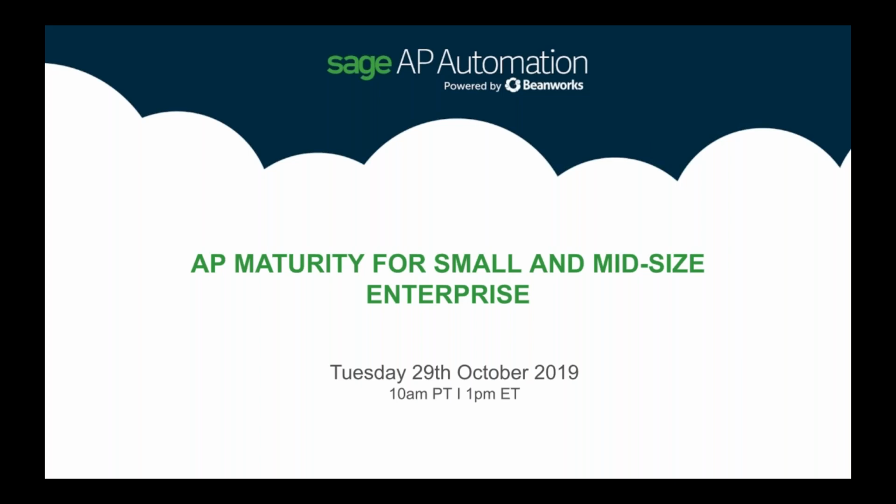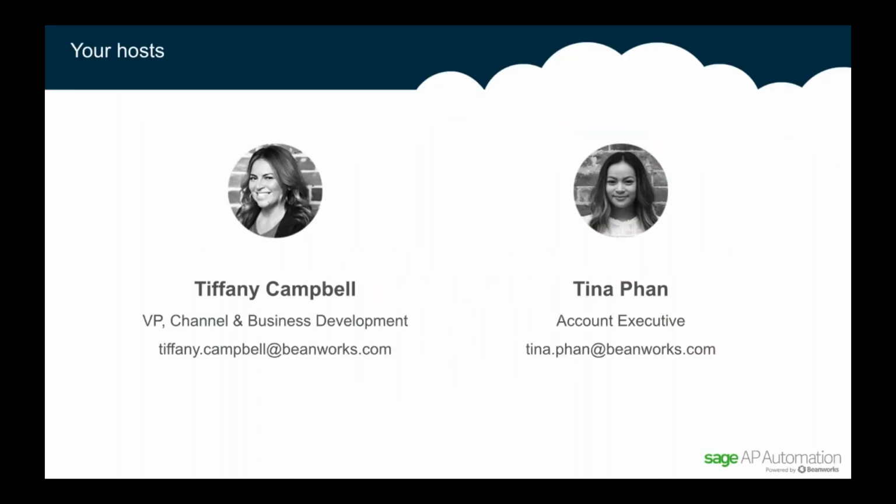So with me today, I have Tiffany Campbell, who's the Vice President of Channel and Business Development for Beanworks, the publisher of Sage AP Automation, as well as Tina Pham, the account executive at Beanworks. Tiffany's going to go through some industry research and lay the groundwork for the solution, going through some slides. We even have some interactive polls today, and we'll share those results in real time. It's all anonymous. Then Tina is going to show a demonstration of the product. So with that, I'll turn it over to Tiffany to kick off the presentation.